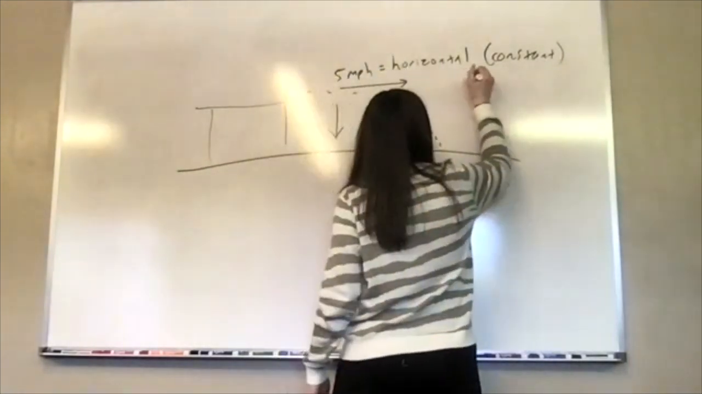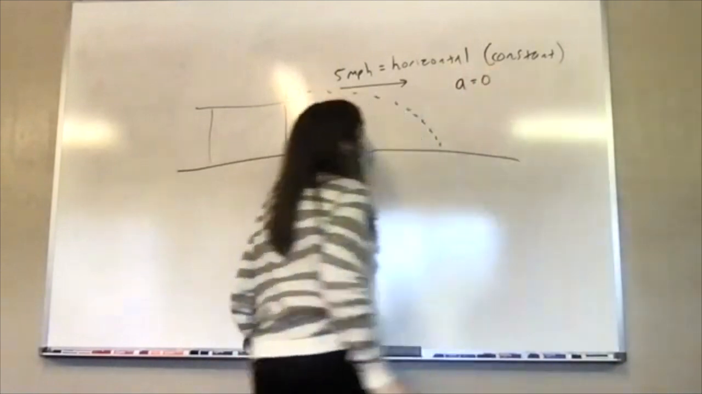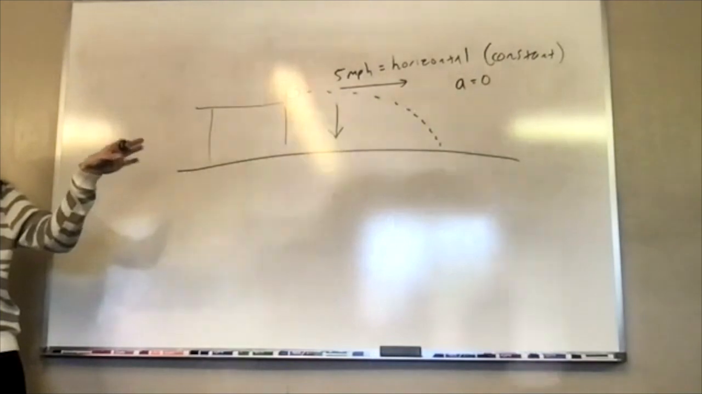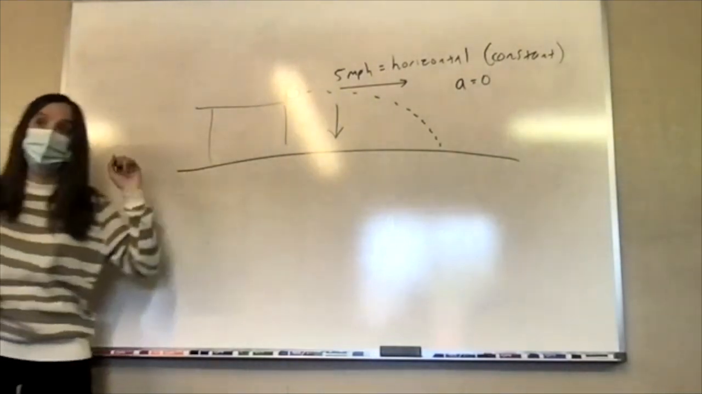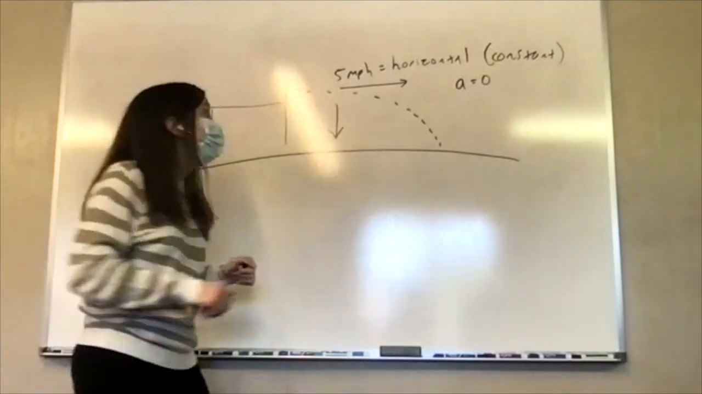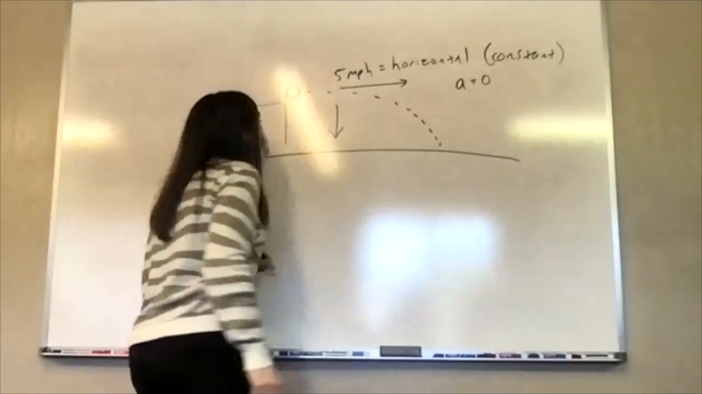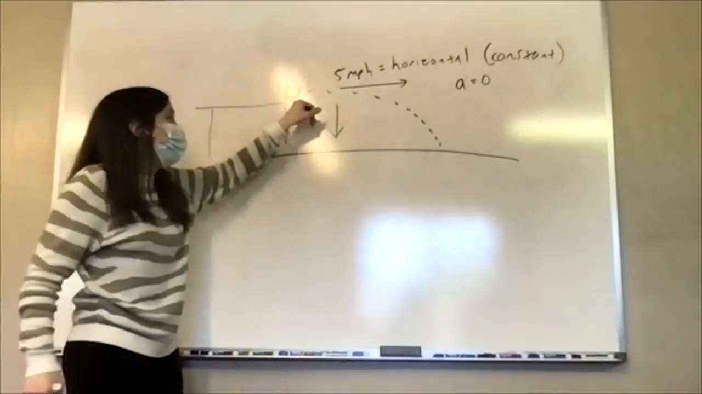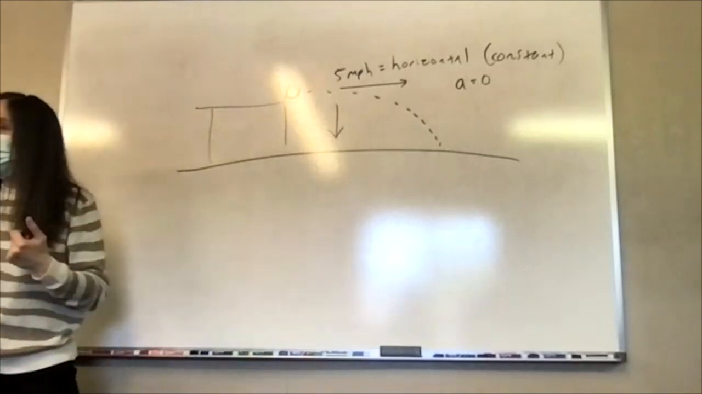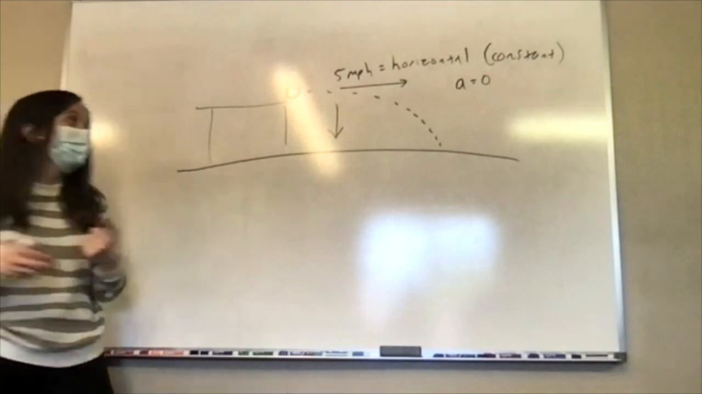Okay, so that means that there's no acceleration. Acceleration is 0 in the horizontal dimension. There's no change in speed horizontally. That's not the case vertically, though. So vertical, what happens? Well, the ball off the table originally has no vertical speed. It's not going upward, it's not going downward at first.